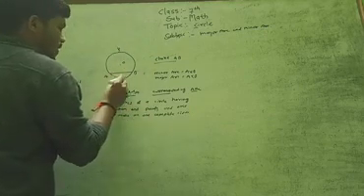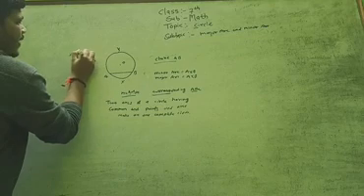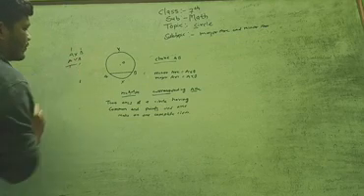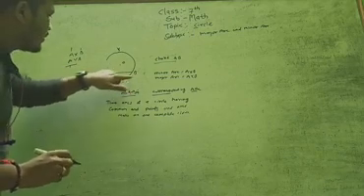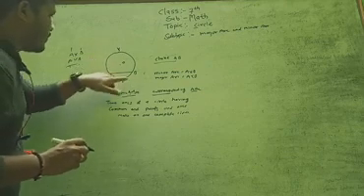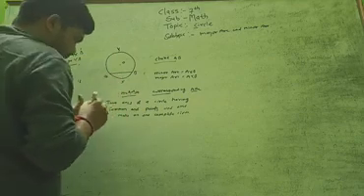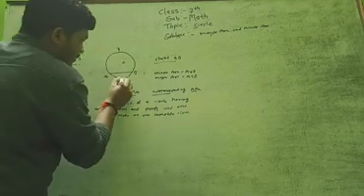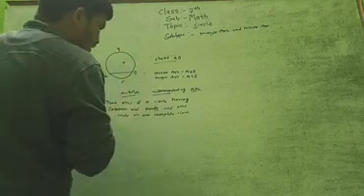Now look at these 2 arcs, the arc AXB and AYB. The endpoints of these 2 arcs are the same, that is A and B. The endpoints of AXB are A and B, and the endpoints of AYB are A and B. So the endpoints of these two arcs are the same, and these two arcs make one complete circle. So these two are nothing but the mutual corresponding arcs.